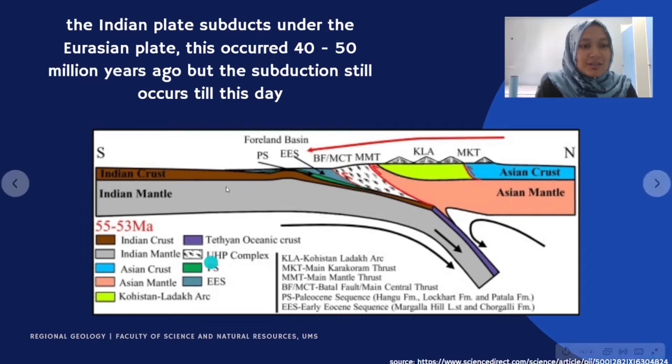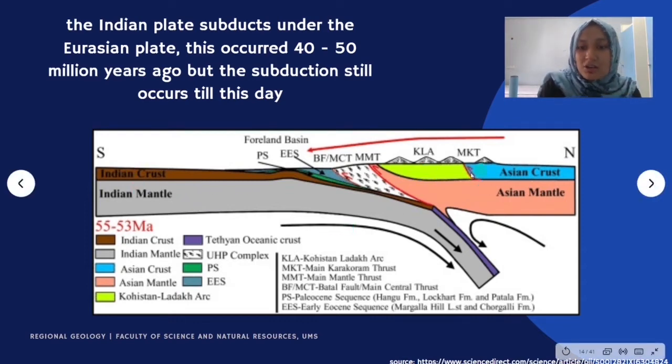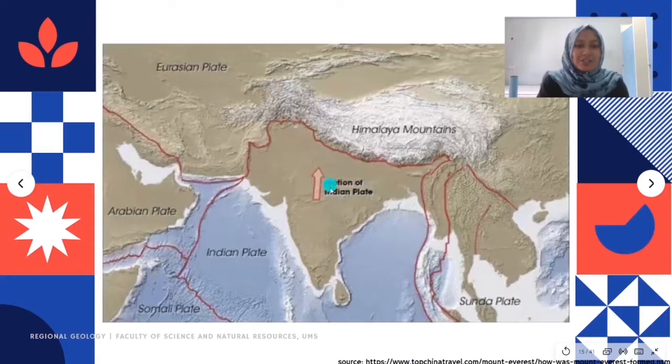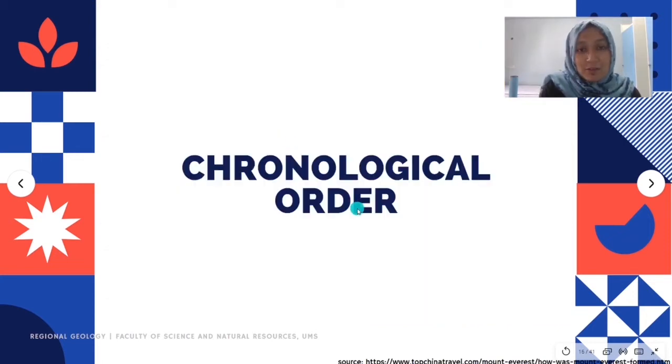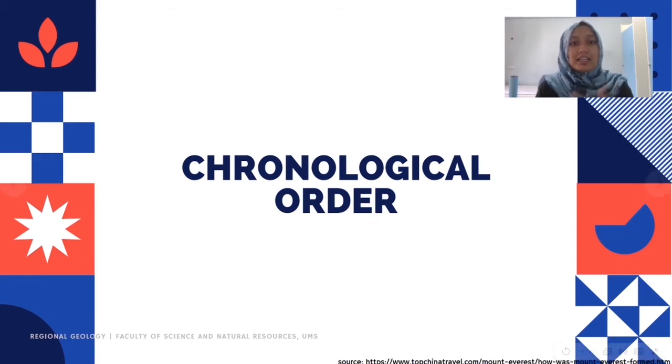If you see right here in this image, this is actually a cross-section between the Indian plate and also the Eurasian plate. If you see in this picture, I chose this because it shows the motion of the Indian plate, and as it moves upwards in that direction, you can see that the red lines here is actually where it's subducting, and that's where the Himalayan mountains are formed. So now I'll be talking about the chronological order of how the tectonic setting is taking place.